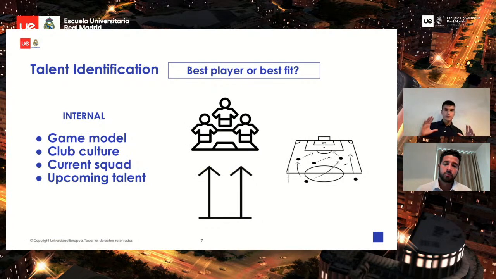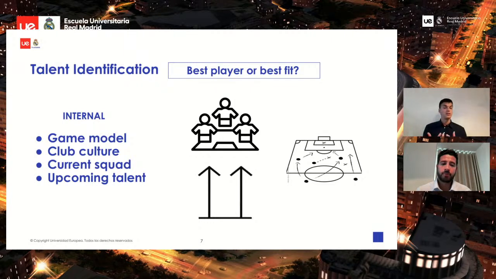The main question for me here is, do I go for the best player that is out there in the market, or do I go for the best fit? And trust me, this is a very, very, very difficult task or difficult journey sometimes, because there is that player that you really like, the one that has all the attributes that you think a striker should have, makes the movement that you think he should be making, enters the box in the right way, associates with the players the way you want. But is that the player that you need? Is that the player that fits your game model at this moment that you're playing right now? Is that the player that fits the club culture?